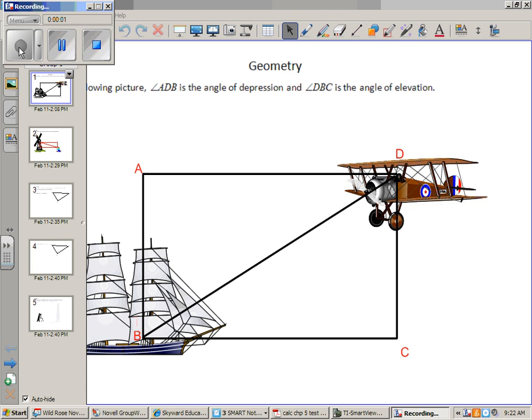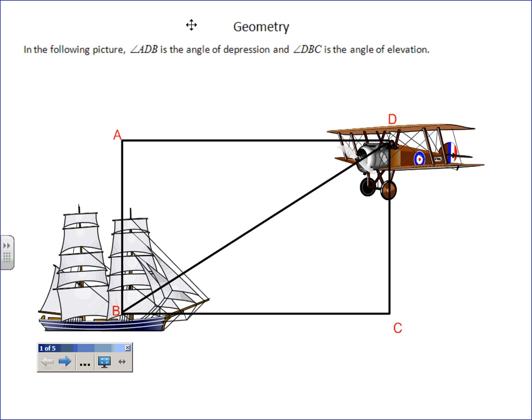So 8-4. As you can see here, we have a plane and a ship, slightly out of era, but close enough. And it says here that ADB is the angle of depression, and that's the one most people will get wrong.